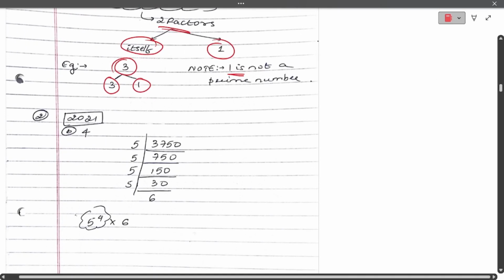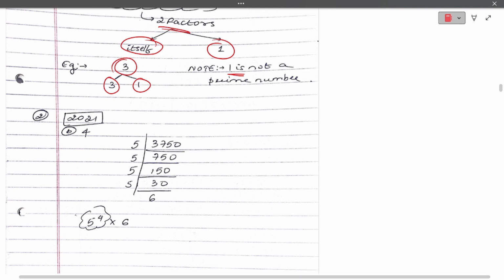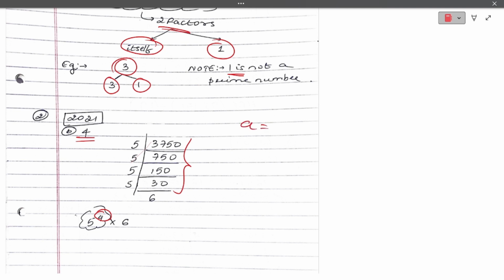Next, we have the second question. The exponent of 5 in the prime factorization of 3750 is. When you go for the prime factorization, the exponent of 5 should be 4. The options: option A was 3, option B was 4, option C was 5, option D was 6. So option B, 4, corresponds to this.